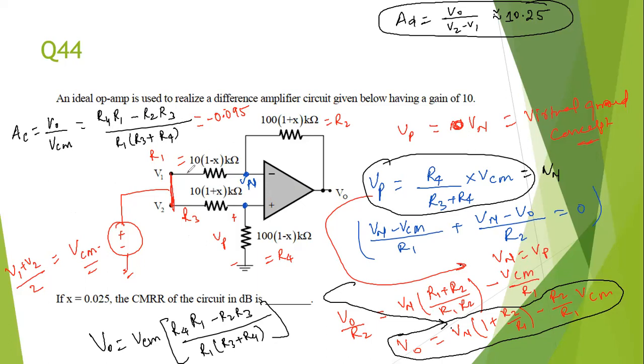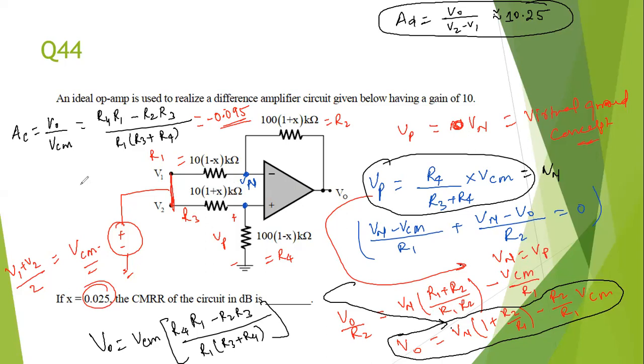Just put here this value is R1. What is the X value? X is 0.025. This is the value of X. Just put here. This is R1. This is R3. This is R4. This is R2. And just put all values here. After putting, you will get the AC equal to minus 0.095. So this is your AC, minus 0.095.